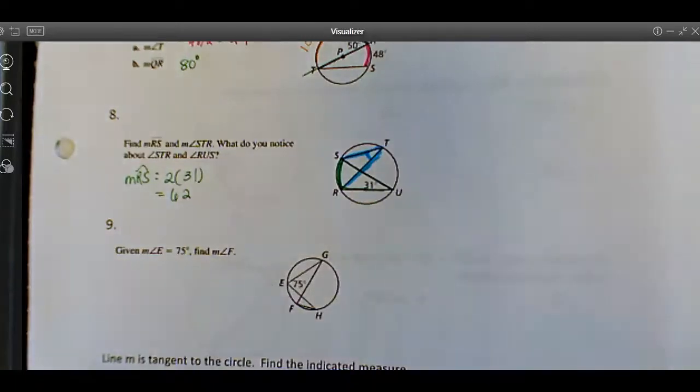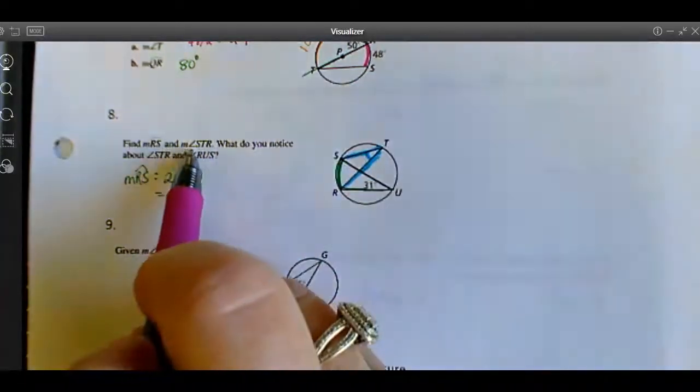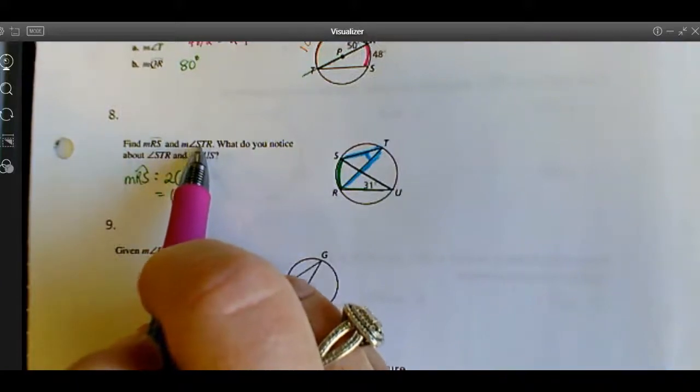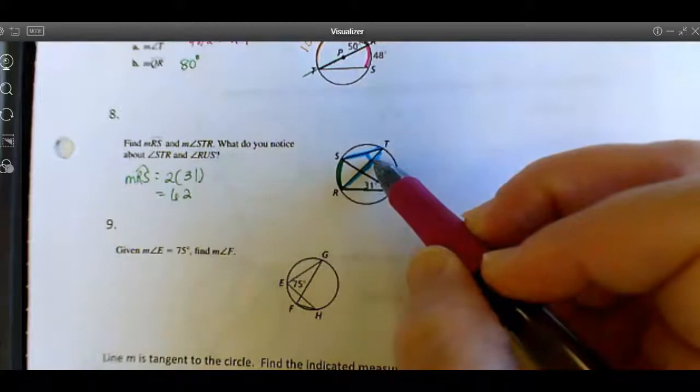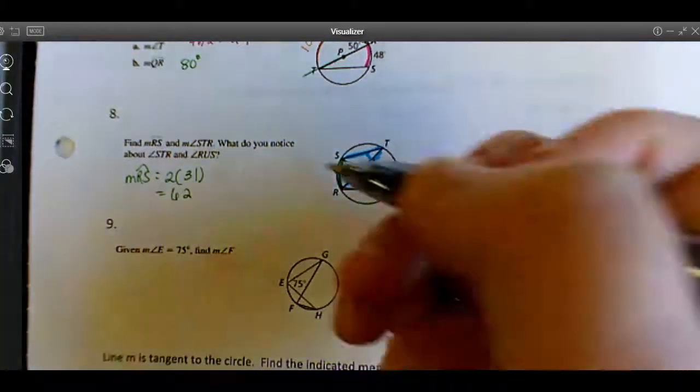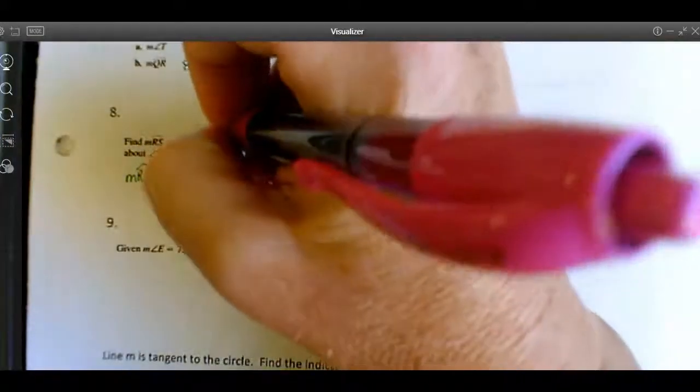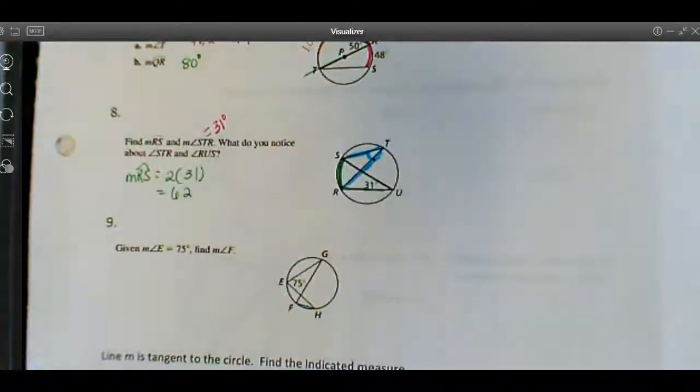Alright? Let's figure out what the rest of the question asked me. It said for me to find the measure of angle STR. Oh, yeah, that was the angle we were looking for. The same angle I was asking you about. And that angle is 31. And it's just kind of recognizing that there's 2 parts coming from that arc that are the same. Okay?